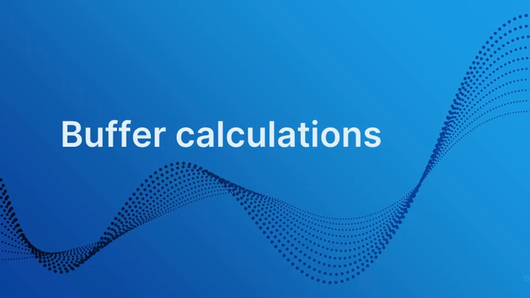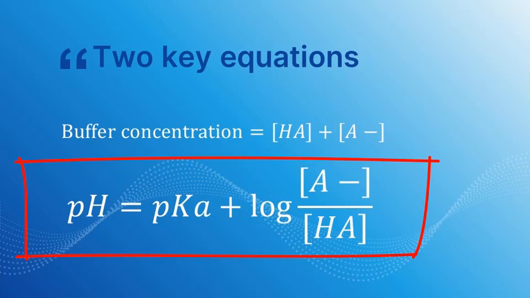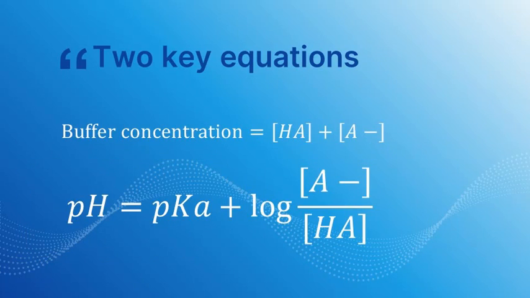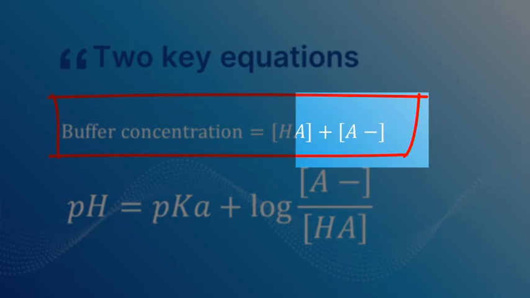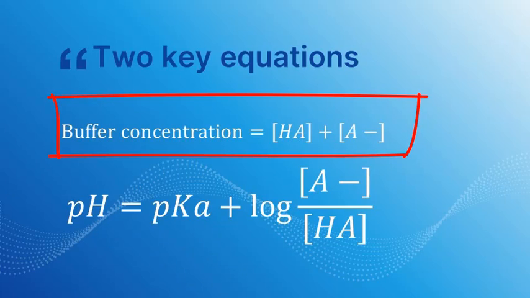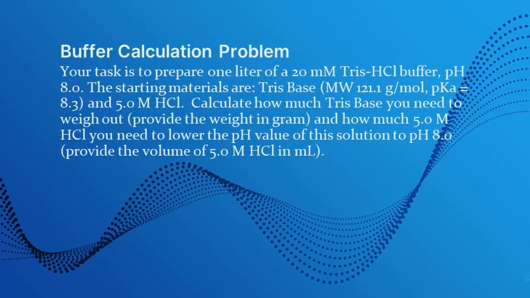Next, we look at buffer calculations. The most important equation for buffers is always the Henderson-Hasselbalch equation, but don't forget that the final buffer concentration is made up of the conjugate acid and the conjugate base. If you have two unknowns, the concentration of A-, the conjugate base, and the concentration of the weak acid, you always need two equations to solve for two unknowns. So these two equations will be used in the following exercise.